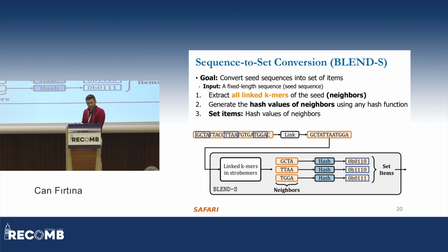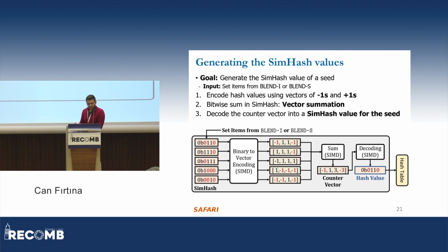So we also have Blend S, which is very similar to Blend I. The purpose is to also use it for the linked k-mers, for example, stubmers. Rather than using all overlapping k-mers, we use the linked k-mers basically to identify the set items. But then what we do is that when we identify these set items, we can then simply convert this binary to a vector where we have -1 for zeros and +1 for ones.